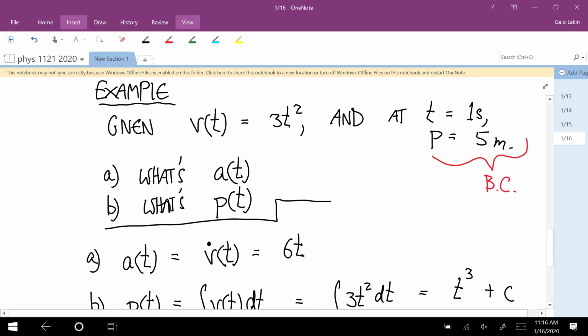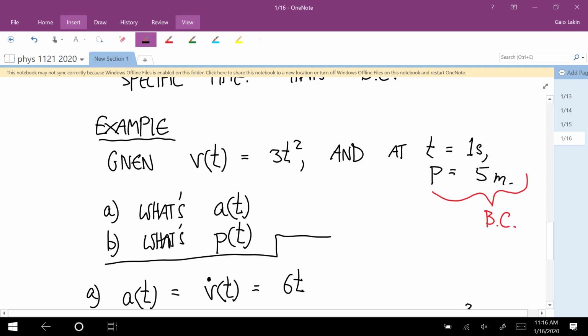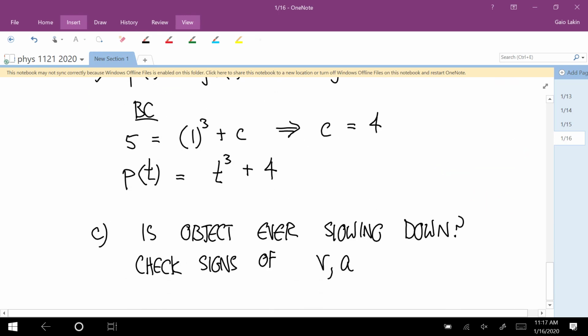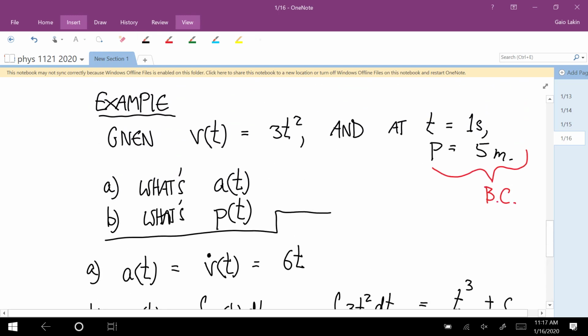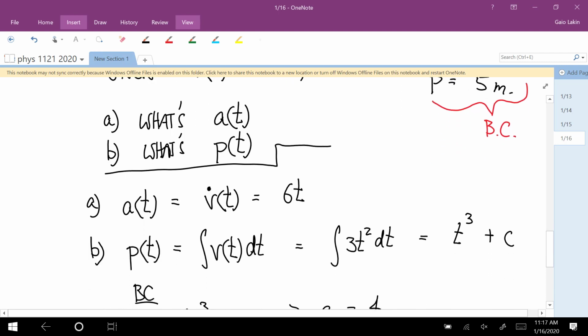So velocity, is velocity ever negative? That can't be, even if time were negative, because time is squared. So velocity is always positive. Is acceleration ever negative? Whenever time is negative. And in this class, we're never going to deal with negative times.